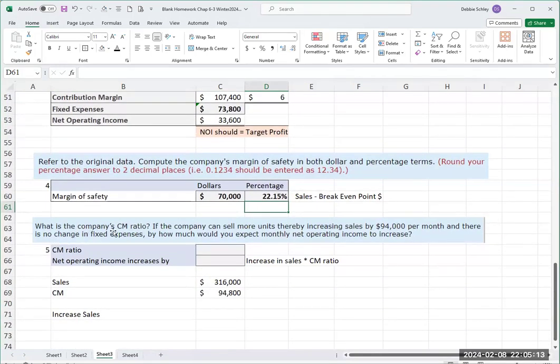Okay, what is the company's contribution margin ratio if the company can sell more units, thereby increasing sales by $94,000 per month, and there is no change in fixed expenses? By how much would you expect monthly net operating income to increase? So, let's see.